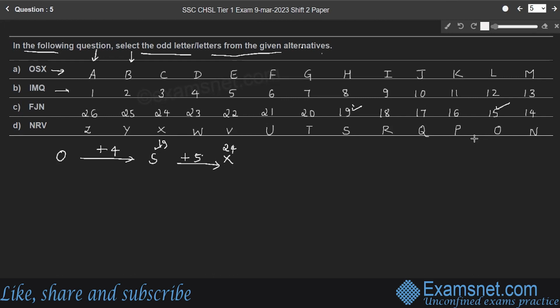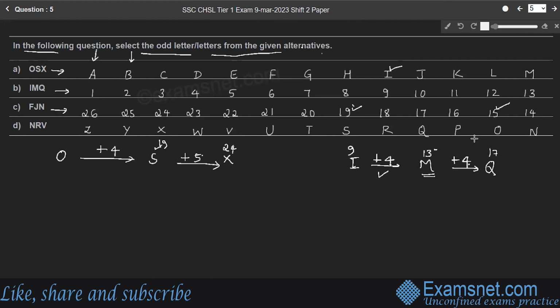Consider the next cluster, IMQ. I is 9. So 9 plus 4 is 13, which is nothing but M. And 13 plus 4 is 17, which is Q. Therefore, we have added 4 to the first letter to get the second one and 4 to the second letter to get the third one.